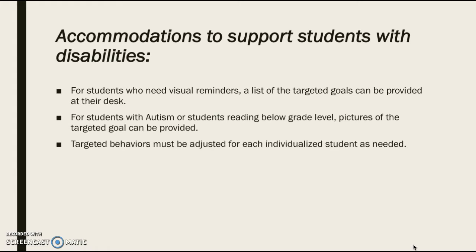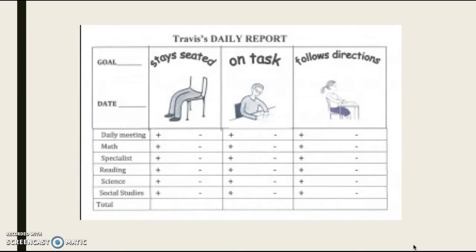Some accommodations to support students with disabilities could be for students who need visual reminders. A list of these targeted goals can be provided at their desk. This is good for some students. It'll remind them to stay on task and remind them of that goal they need to reach. Next, for students with autism or students reading below grade level, pictures of the targeted goal can be provided. Here's an example of that. Stays seated, on task, follows directions.